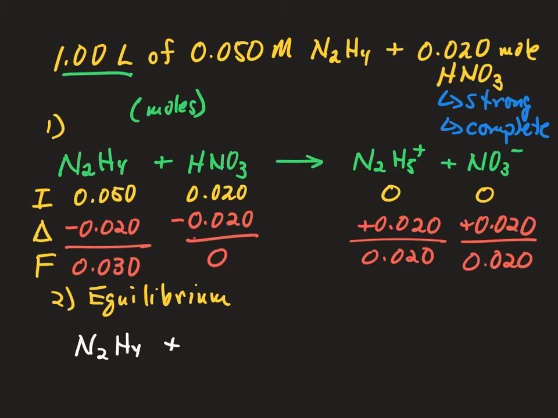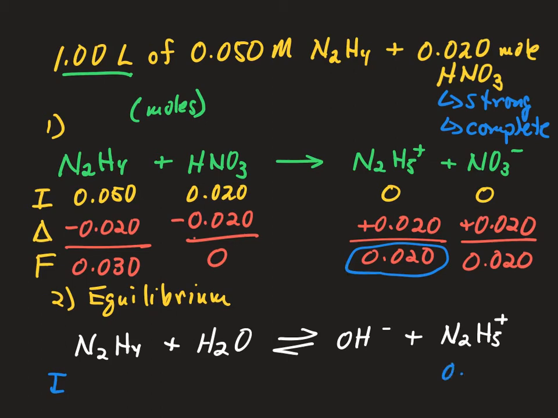Plus water creates an equilibrium to create hydroxide ion plus hydronium ion. And the difference here, if we're considering our initial state, is that we've got some hydronium ion, and we've got some hydrazine. And so that will become the starting point for considering the equilibrium part of the reaction.